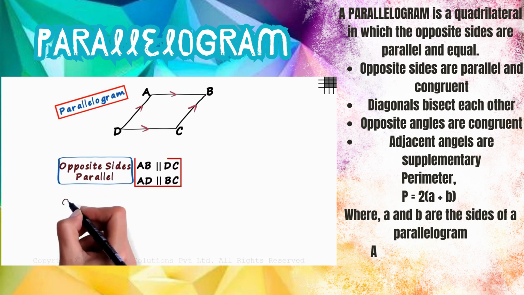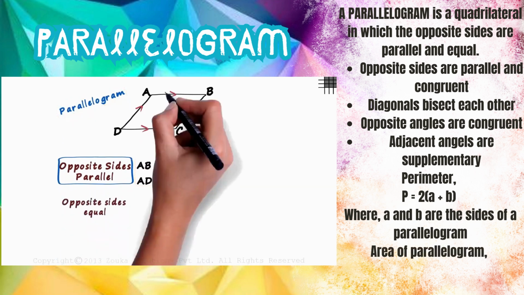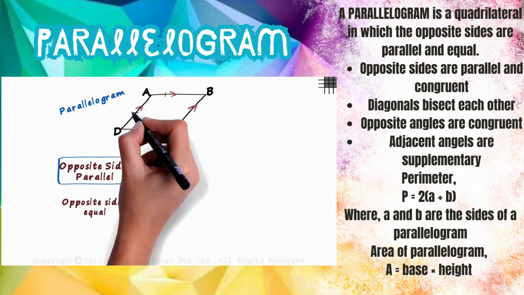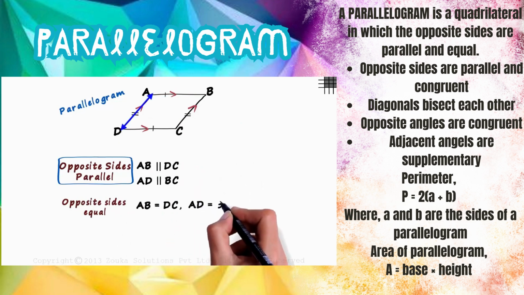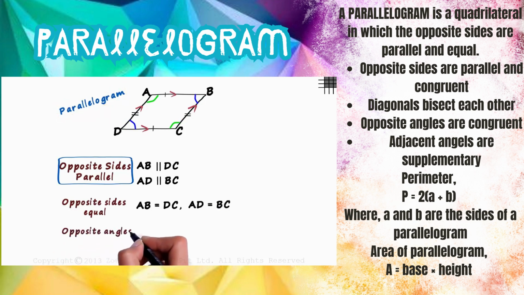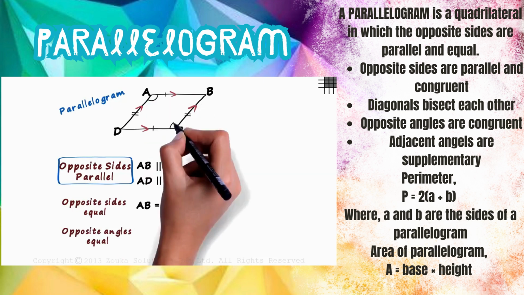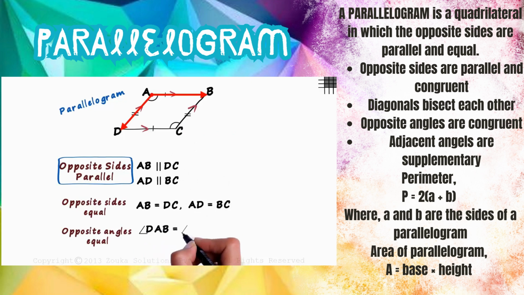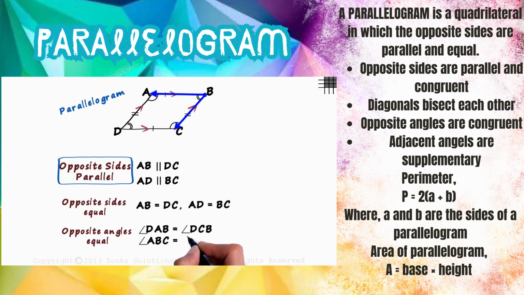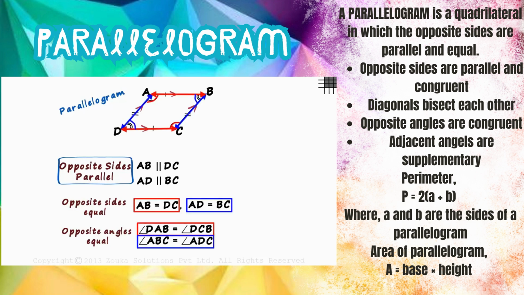In a parallelogram, the opposite sides are also equal. This side will be equal to this side. We can say that AB is equal to DC. This side will be equal to this side. AD is equal to BC. And guess what? In a parallelogram, the opposite angles are also equal. Opposite angles are angles which do not have a common side. This angle will be equal to this angle. Angle DAB is equal to angle DCB. And this angle will be equal to this angle. Angle ABC is equal to angle ADC. Remember, this is the basic property of a parallelogram. The opposite sides as well as the opposite angles are equal.